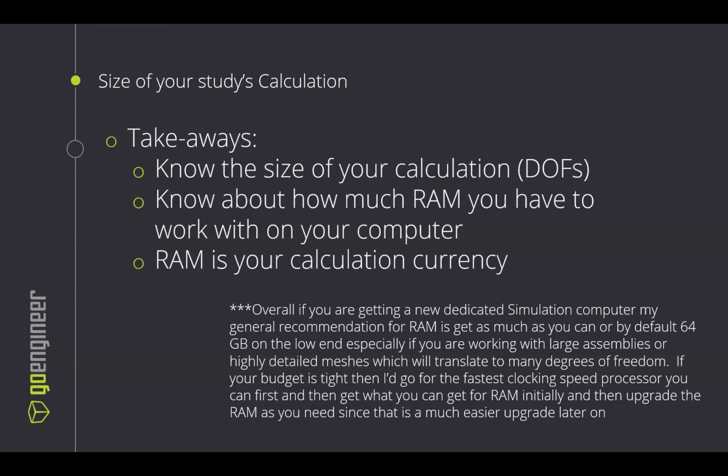Also, if you're getting a new dedicated simulation computer, I have some asterisks there. Get as much as you possibly can, to be honest. If budget is a consideration, get the processor with the highest clocking speed, something that maybe can turbo boost, like an i7 Intel processor, and then fill out the rest of your budget with whatever RAM you can spare, because you can always upgrade that a lot easier than your processor. So go that route. Question.